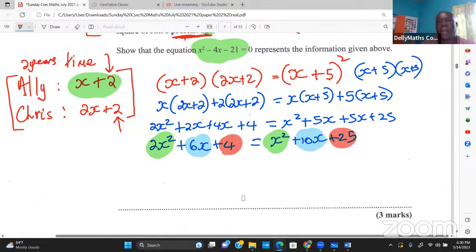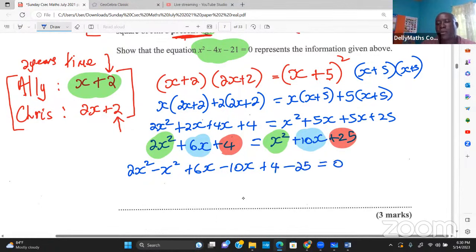4, 25. So there it is, we color code those ideas. We're gonna bring them beside each other. 2x squared, then we have a minus x squared. All right, you have a positive 6x. On this side, you'll have a minus 10x, positive 4 with a minus 25. Remember, all of these on the right side, you subtract them. You will be subtracting these. All right, so that is why they are subtracted from the other side.